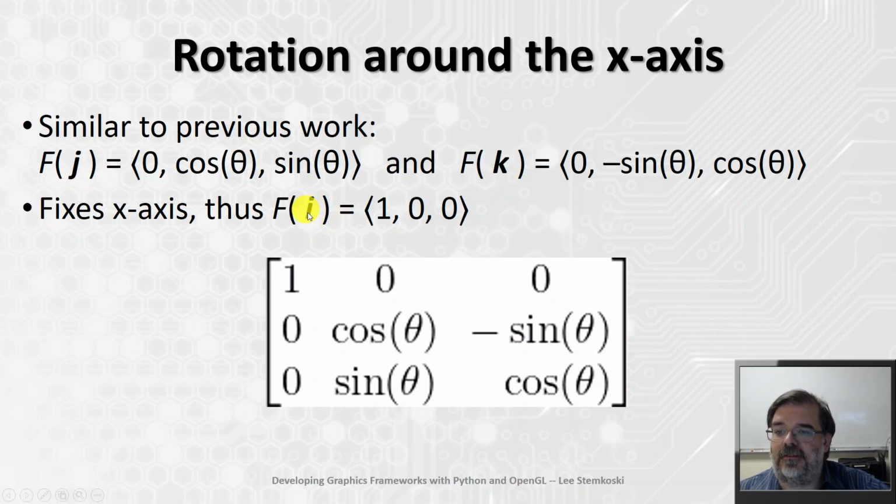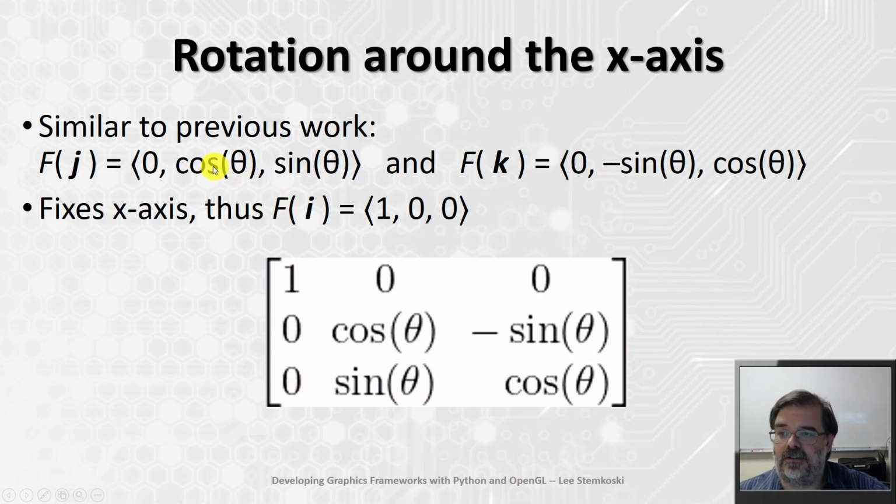We know that f of i, since the basis vector i lies along the x-axis, and that x-axis stays fixed, we know that f of i is equal to i. i is the vector 1, 0, 0. That stays as the vector 1, 0, 0. And that gives us this column of the matrix.